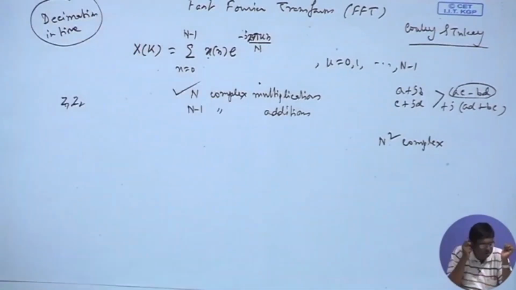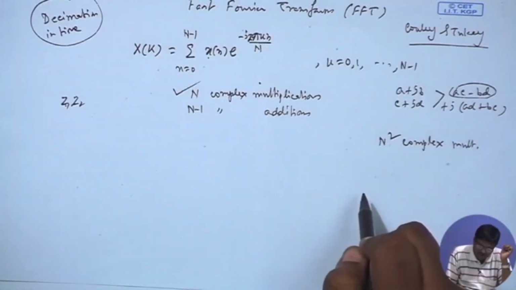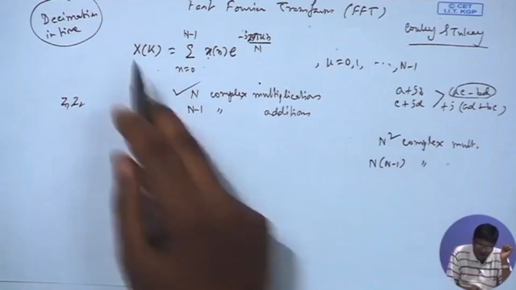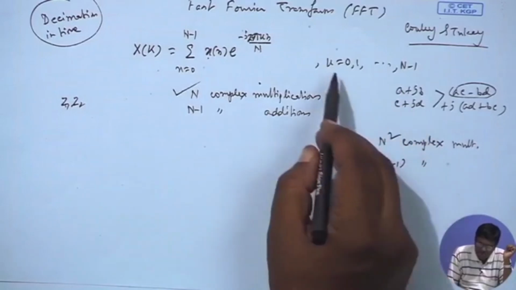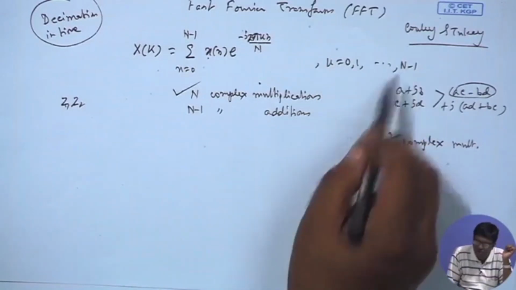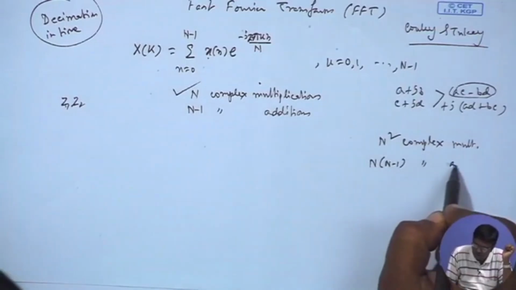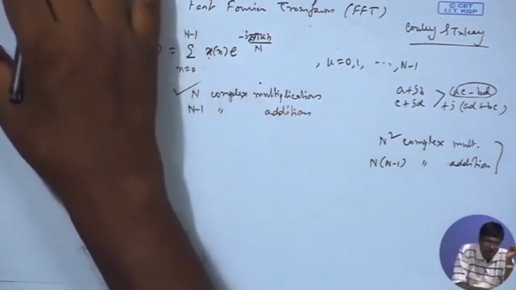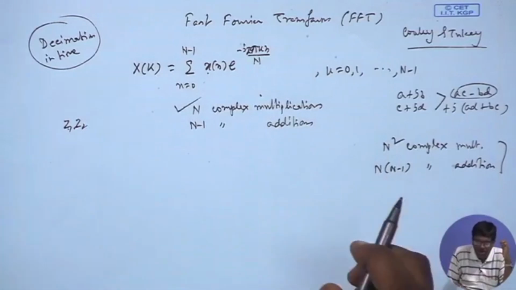This is the algorithm we will be considering today. We have n square complex multiplications and n into n minus 1 complex additions. Per k, I have got n minus 1 complex additions, and there are n values of k: 0, 1 up to capital N minus 1. So in total, n into n minus 1 complex additions. We will be modifying the algorithm so that this computational complexity goes down significantly.